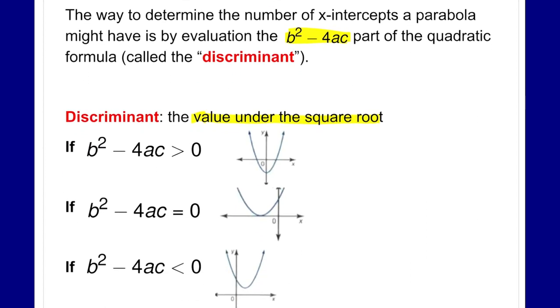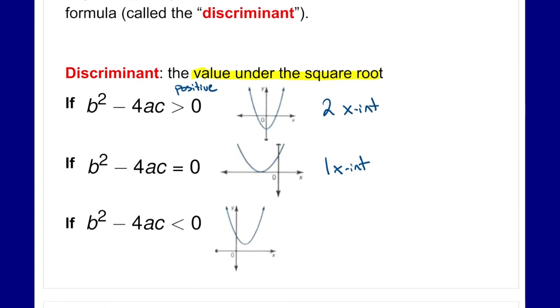And the three different scenarios, because we have 0, 1, or 2: if the discriminant is positive or greater than 0, so that means if b squared minus 4ac is greater than 0, we have 2 x-intercepts. If b squared minus 4ac, or if the discriminant is equal to 0, we have 1 x-intercept. And if the discriminant is less than 0 or negative, there are 0 x-intercepts.